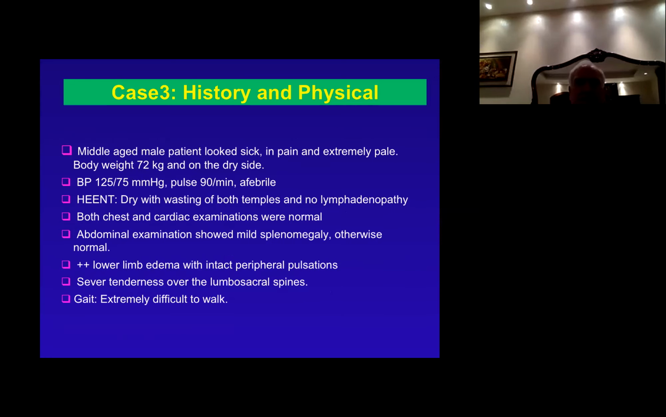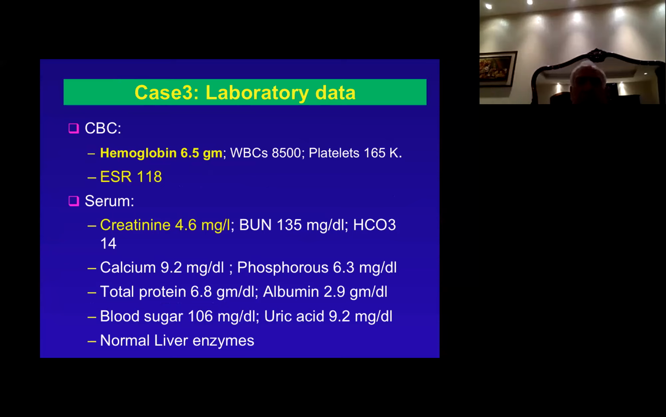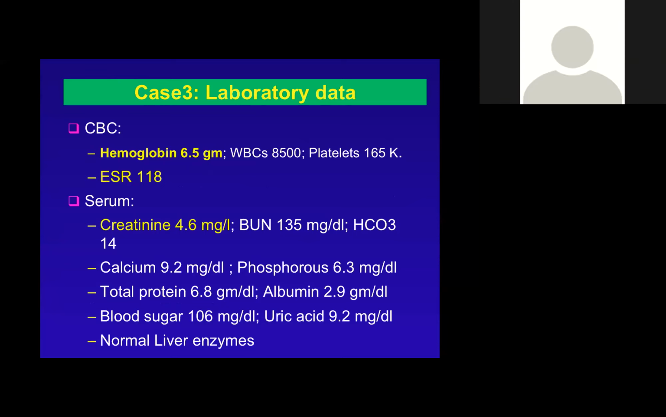Middle-aged individual, he looks sick, in pain, extremely pale, normotensive, he's dry, wasted temples, and no lymphadenopathy. Chest and cardiac examination normal. Abdominal examination showed mild splenomegaly, otherwise normal. Lower limb edema, severe tenderness over the lumbosacral spine, and he is unable to walk. His gait is difficult, basically vertebral column trouble.